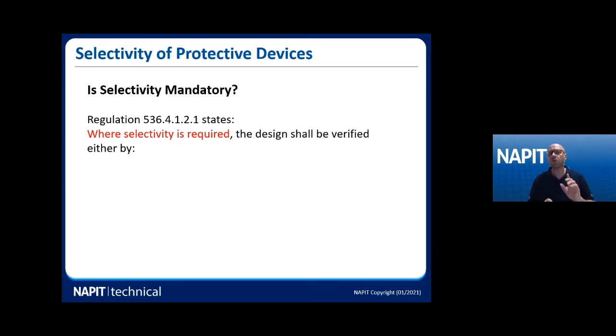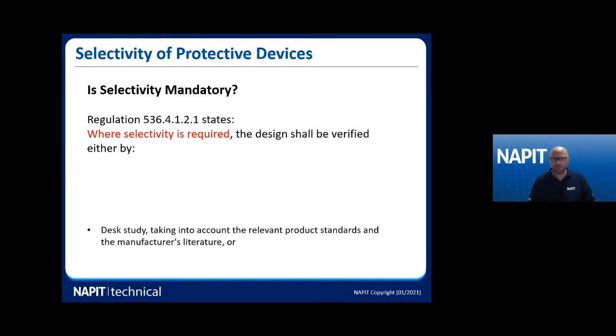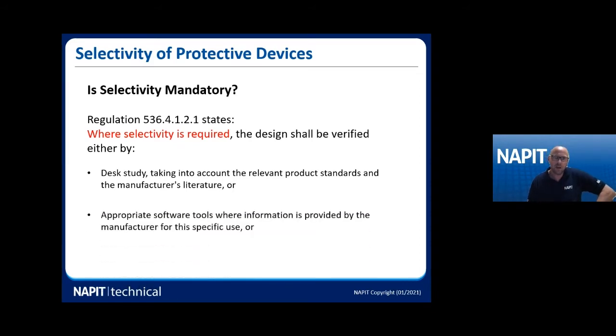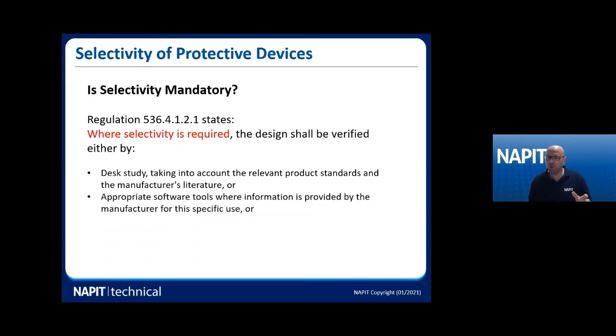Okay, so where we do want to achieve selectivity, the regulation gives us some bullet points. It talks about a desktop study, so you've got to take into account the relevant product standards and manufacturers' literature. It gives us the option to use appropriate software, but the information still has to come from a manufacturer.